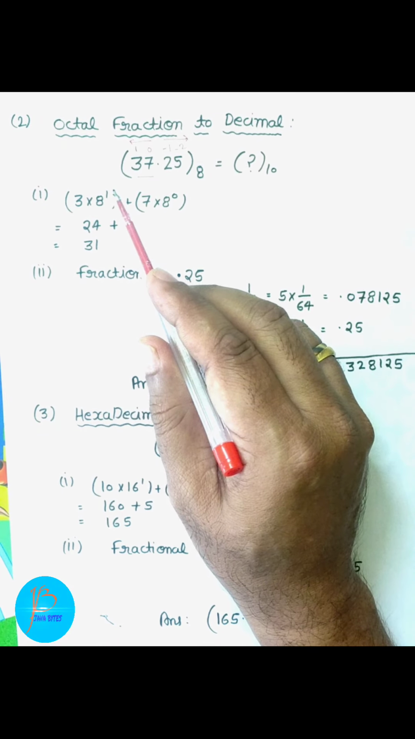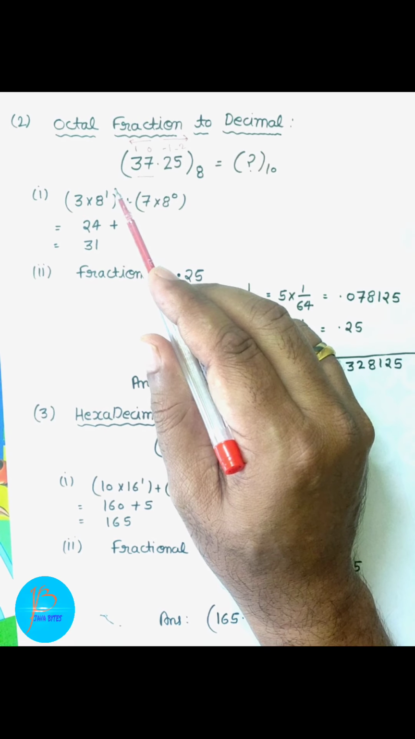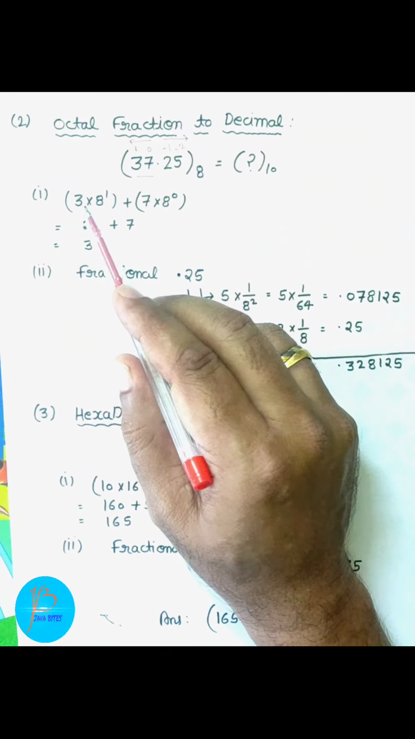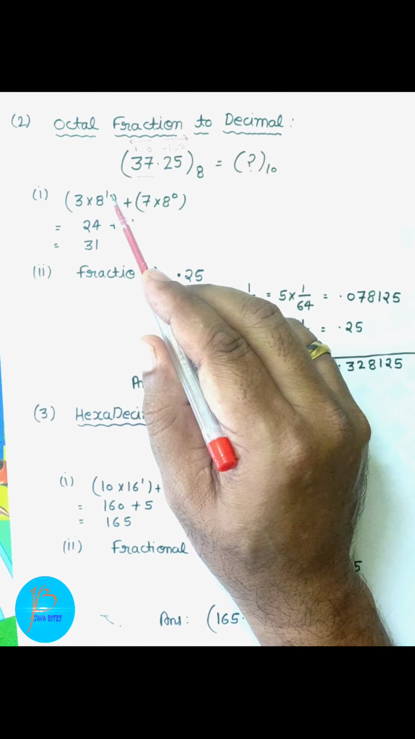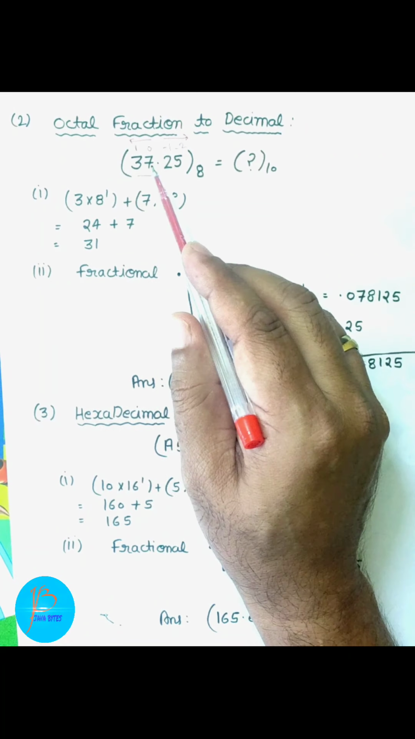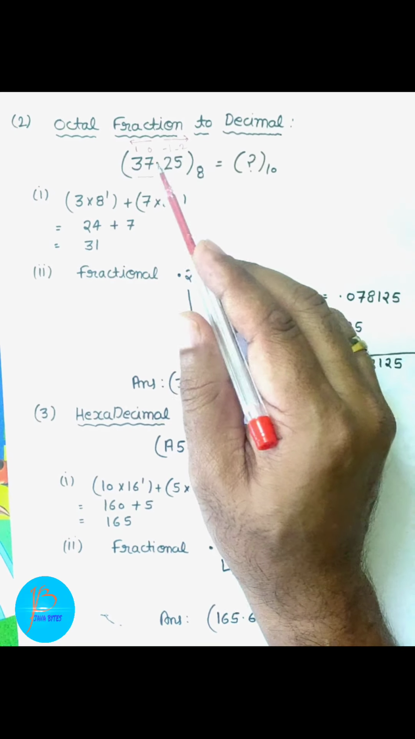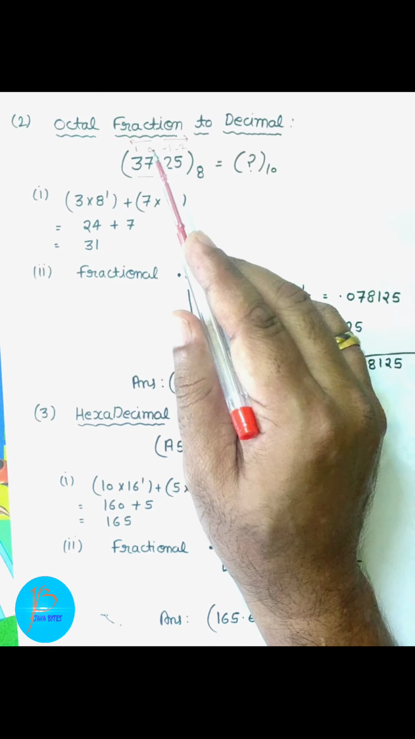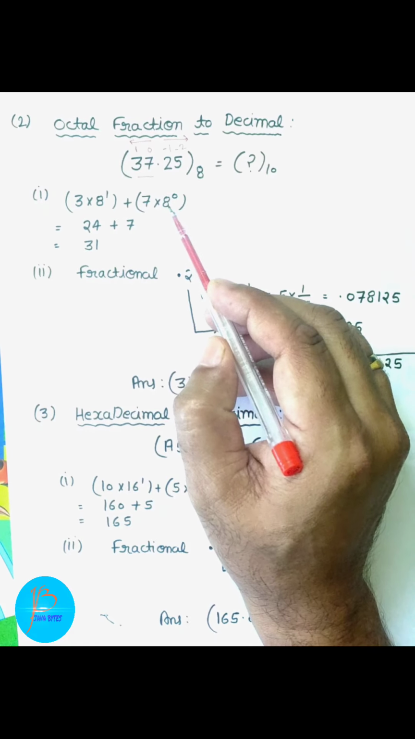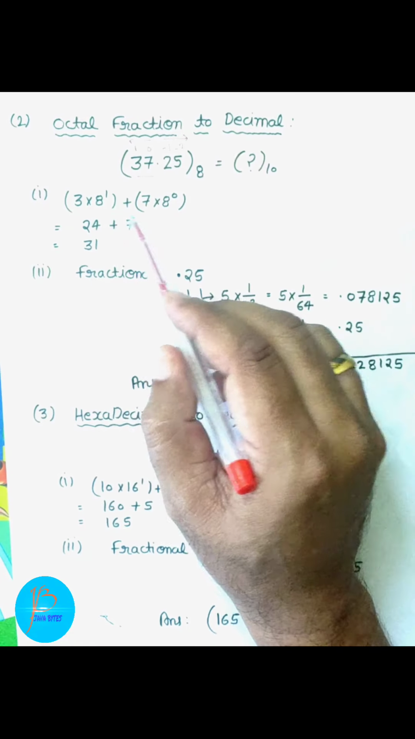In the previous example we were using the base 2. Why? Because that number was a binary number. Okay, so 3 into 8 raised to the 1, plus 7 into 8 raised to the power 0. Okay, because the number above 7 is 0, the power of 8 will be 0. Now you have to calculate this.